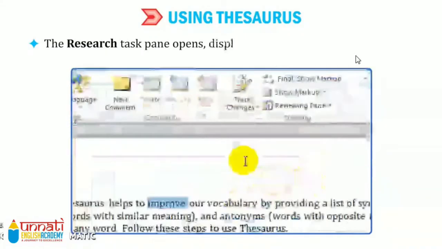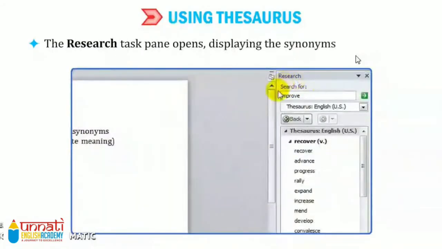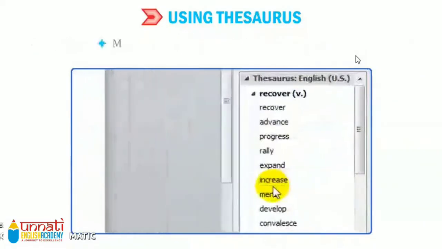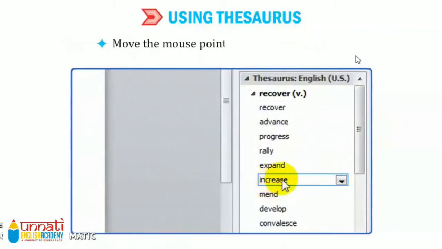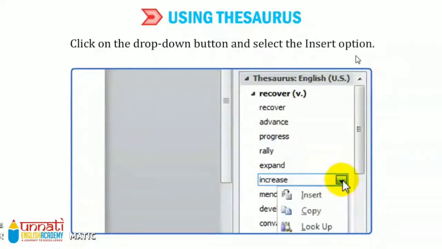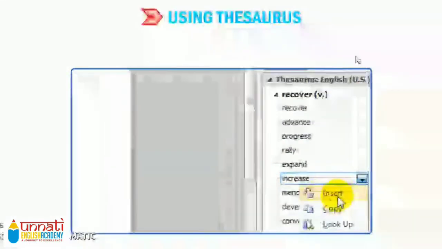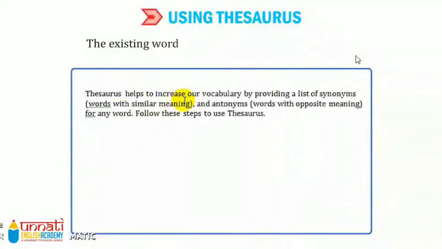After you click on this, the Research Task pane opens, displaying the synonyms and antonyms on the right side of the window. See, move the mouse pointer to the suitable word. Click on the drop-down button and select the Insert option. Okay, so the existing word will be replaced with the new one.